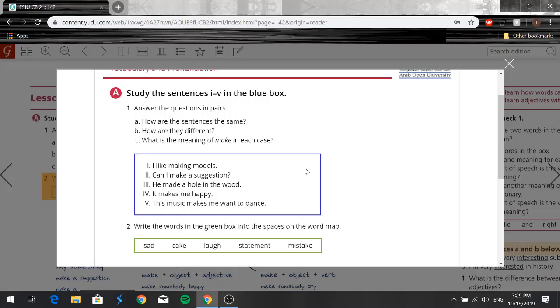What do you think the similarities between each one is? That's correct. Well, they all contain the verb make. Remember, we talked about make a little bit, so they all contain the verb make, right? And how are they different, right? Well, make here has a different meaning in each sentence. So if I say I like making models, compared to can I make a suggestion, make here is not the same as make there. And I'll elaborate a little bit more in a second. Okay? So, how are they different?